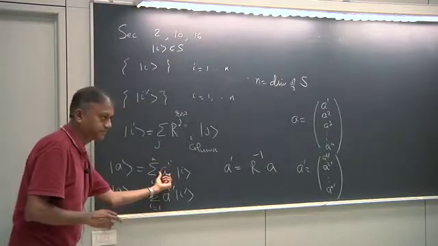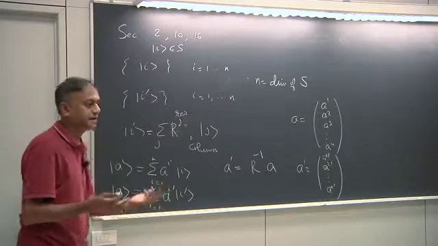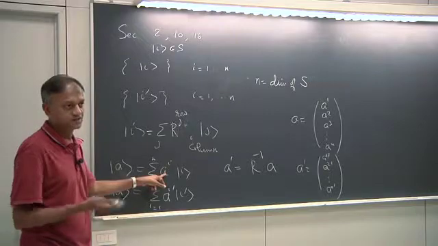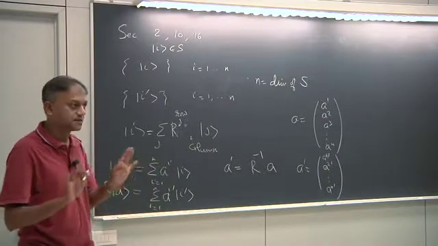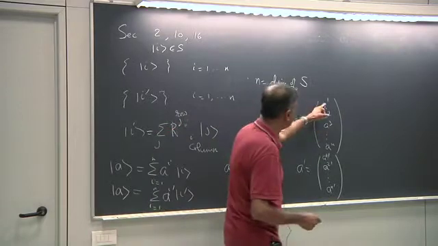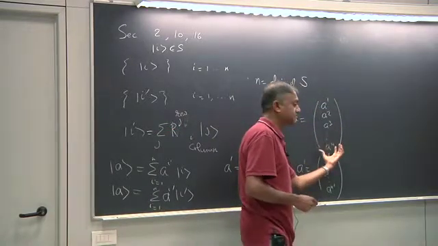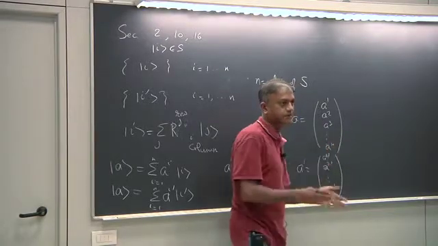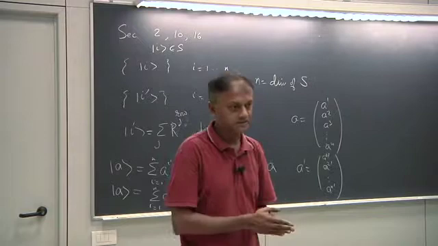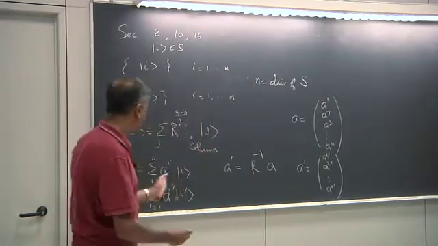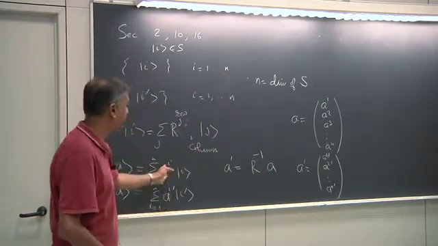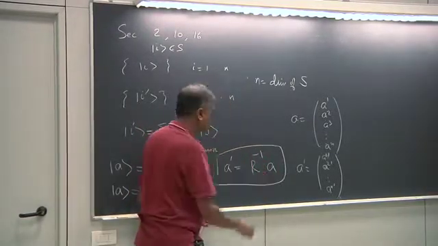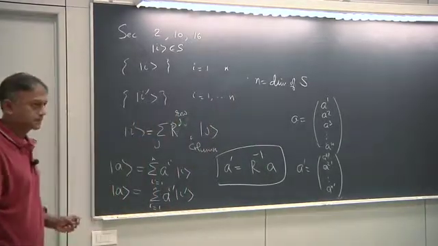These a_i's and a_i primes are numbers. If it's a complex vector space, these will be complex numbers. If it's a real vector space, these will be real numbers. So these are just numbers, and I arrange them and write them as a column vector, either a real column vector or a complex column vector, depending on whether it's a real or a complex vector space. And then the relation between the A primes and A's is given by this equation, where this is simply a matrix multiplication.